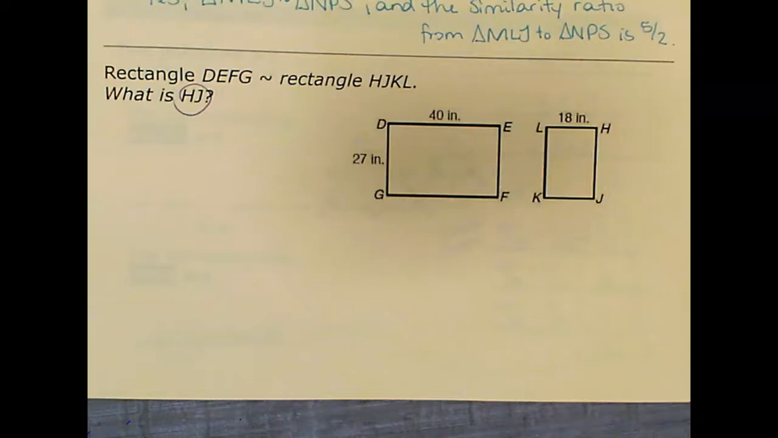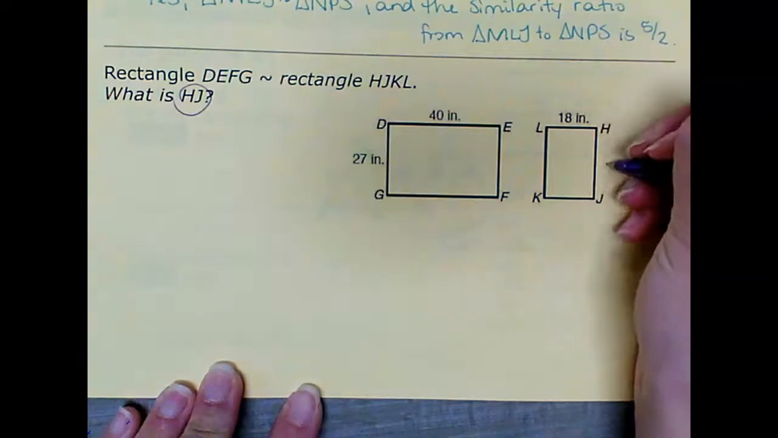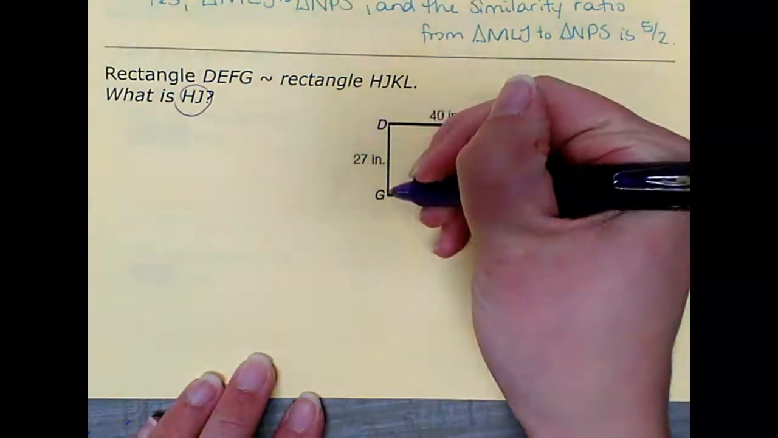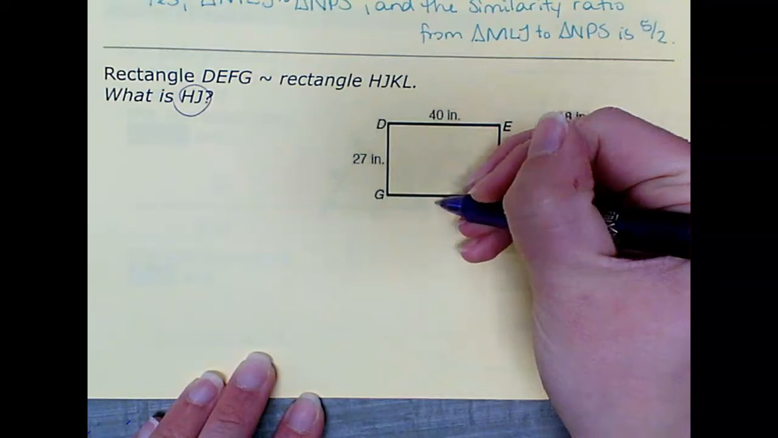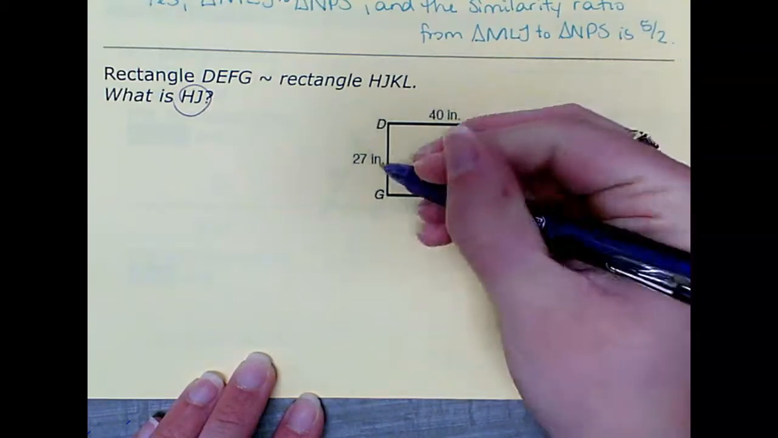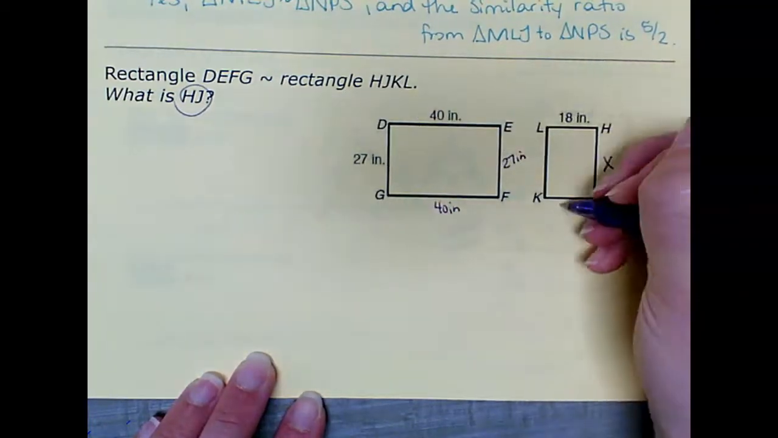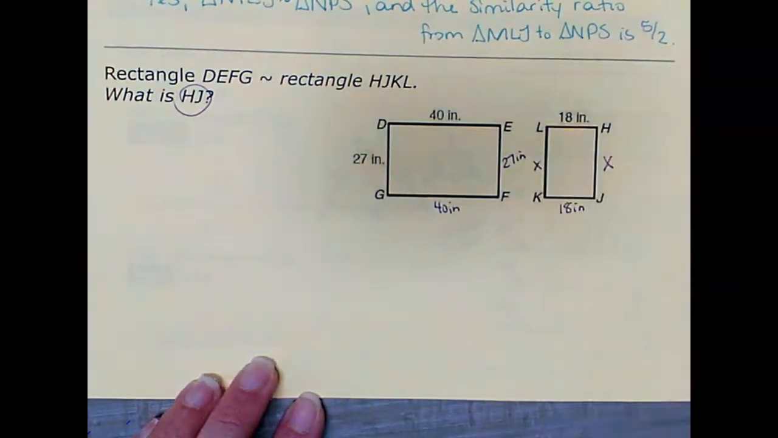So I need to create a proportion with my sides and my missing side HJ. So this is going to be my missing side HJ. I don't know what this is. If these are rectangles, then that means that 27 inches here will be 27 inches here. 40 inches, 40 inches. So short side, long side, short side, long side. 18 inches, 18 inches. X inches, X inches.